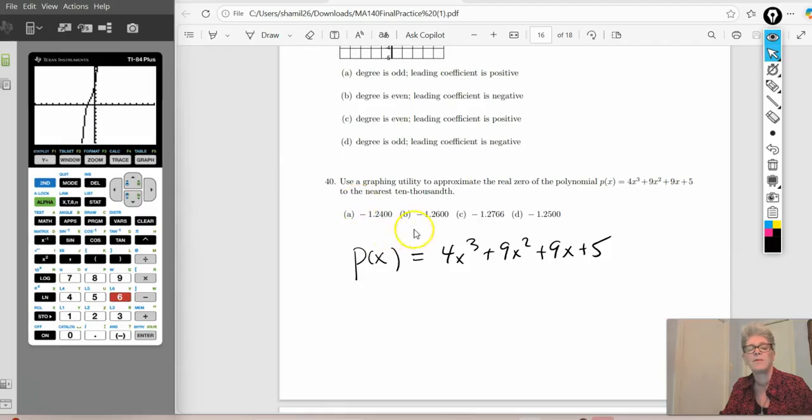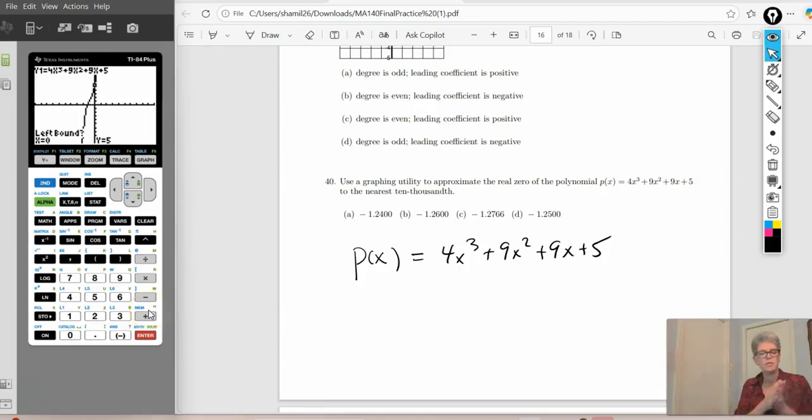Okay, so if you eyeball that, it could be any of those. You cannot tell the difference there. So what I'm going to do is press the second key and then the trace key. And I want the x-intercept, which is the same thing as the 0. So I'm going to come down here and look for an x-intercept.